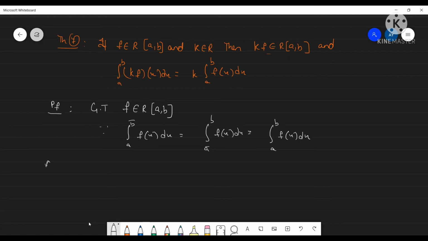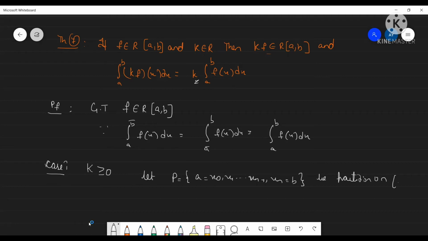Now, in case 1, I just want to assume that this k is greater than or equal to 0. Whatever the constant is, I'm taking it as a positive constant or equal to 0. Now we have to define a partition P such that a = x0, x1, and so on up to xn minus 1, xn equals b. This is a partition of the closed interval [a, b].